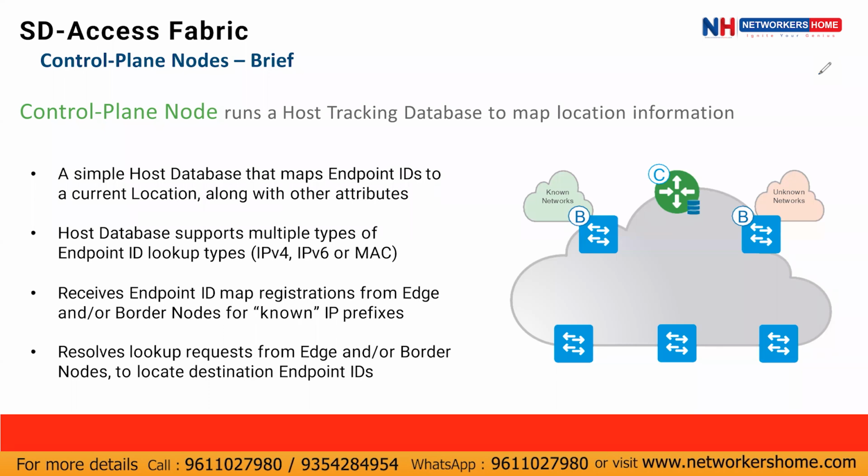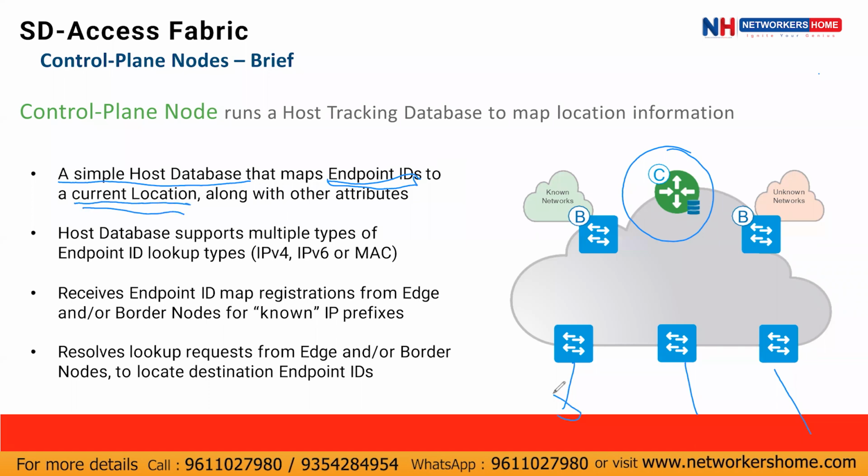The control plane node, which is the map database. It runs a host tracking database to store and map the location information for every endpoint connected to the edge nodes. So it's a simple host database that maps endpoint IDs. The endpoints are identified on the basis of endpoint IDs to a current location along with other attributes.